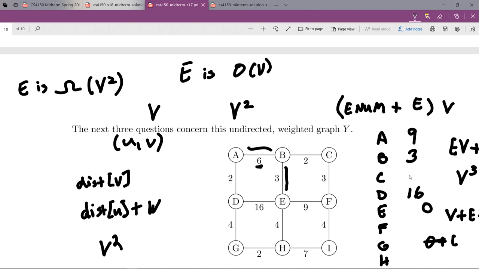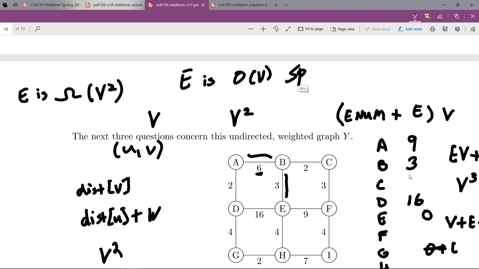Other questions? Well, this is in a sparse graph. Okay, so in a sparse graph, you could have V be 10 and E be 30, if E is just 3V. E is still O of V in that case. I'm not saying that there are more vertices than edges. I'm just saying that the number of edges is proportional to the number of vertices, or smaller.